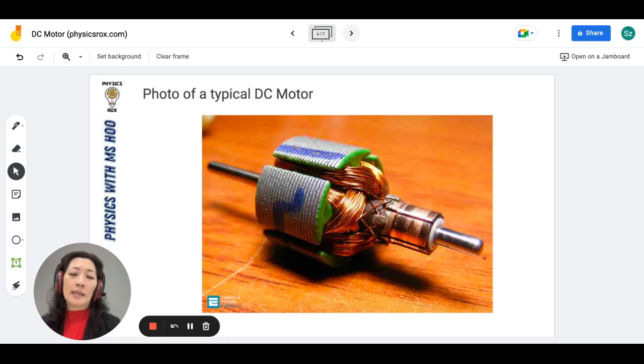So a commutator doesn't only have to be split into two, it can be split into several pieces as well. Usually it's to reduce friction because when there are gaps, there's less contact friction, but it still allows for continuous connection with the circuit. This will then be in contact with the power supply using a carbon brush.